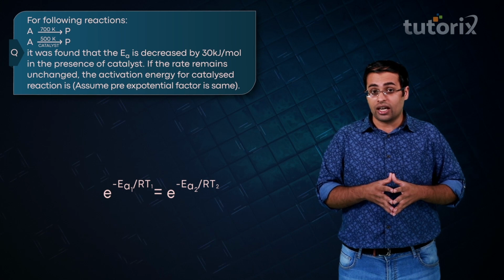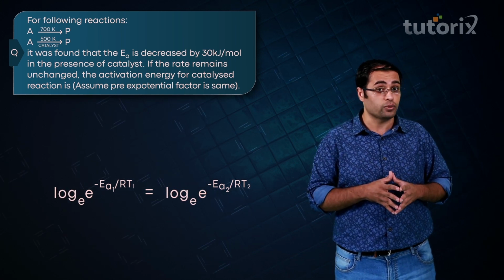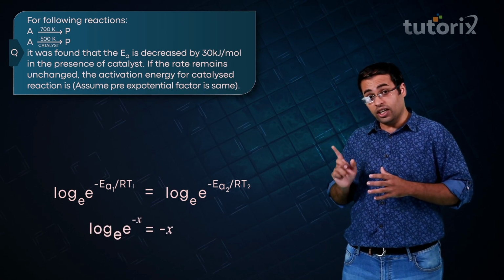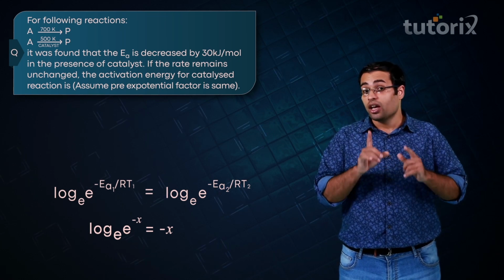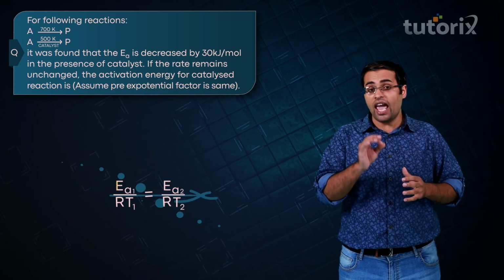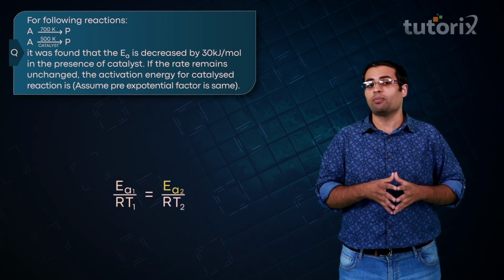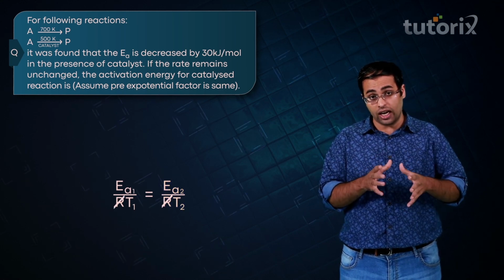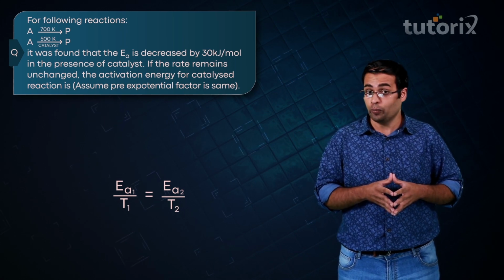Next, we are going to take natural log, or log to the base e, on both sides of this equation. And we know that log to the base e of e raised to the power minus x is equal to minus x, right? Now, using this formula here, finally we get EA1 divided by RT1 equals EA2 divided by RT2. Now, cancelling out R from both sides, finally we get EA1 by T1 equals EA2 by T2.